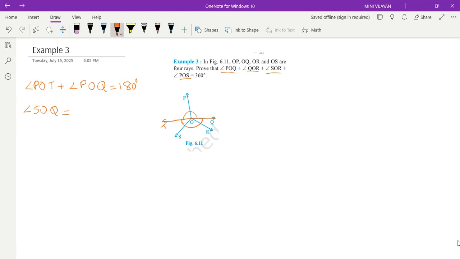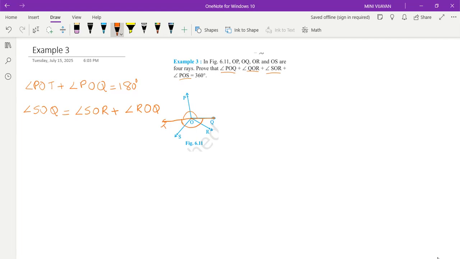In SOQ, we can find two adjacent angles. Which are the two adjacent angles? Angle SOR plus angle ROQ. These are the two adjacent angles formed inside the SOQ. SOQ is formed by combining these two angles.